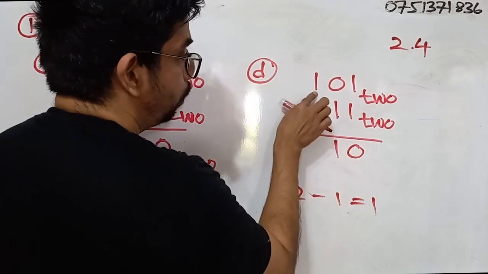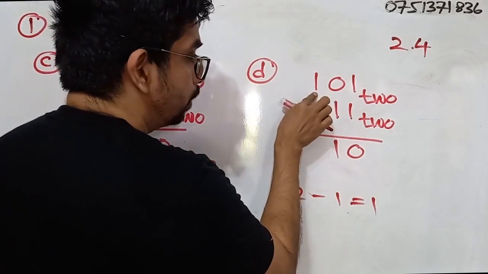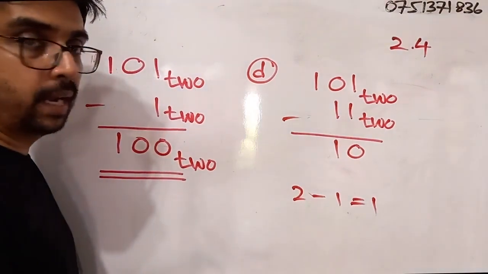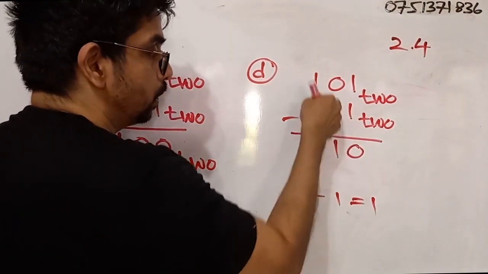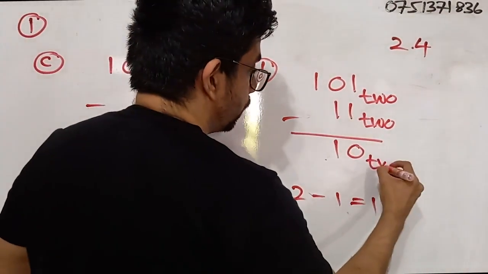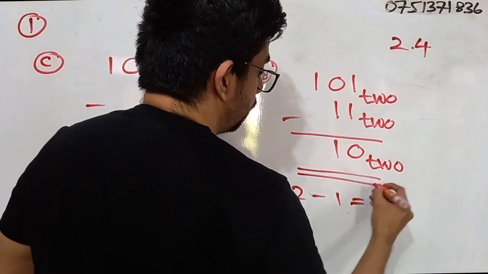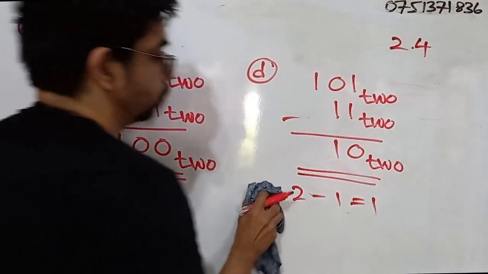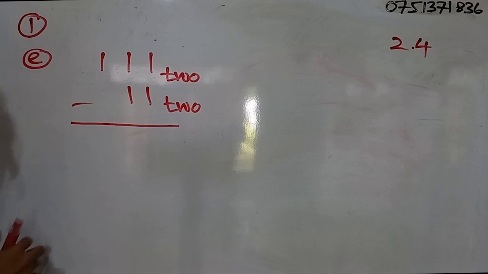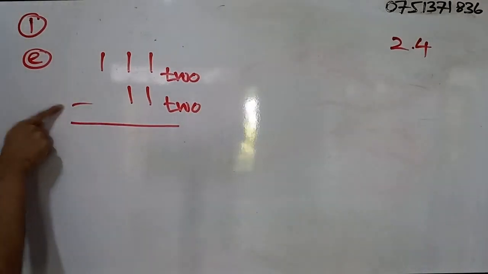Right? Now, this one, it doesn't exist. Right? Here we have what? 0. 0 minus 0, that's a 0. So here, what's the answer? 1 0, base is what? 2. Right, simply.